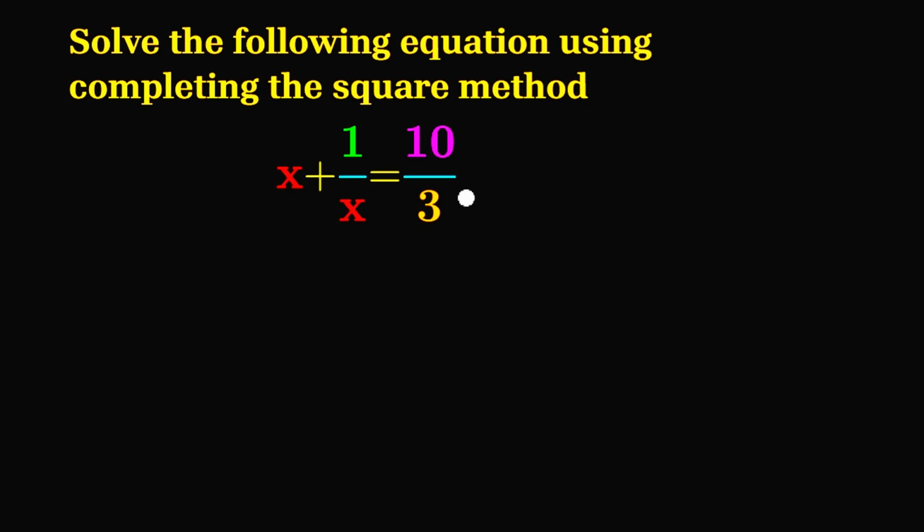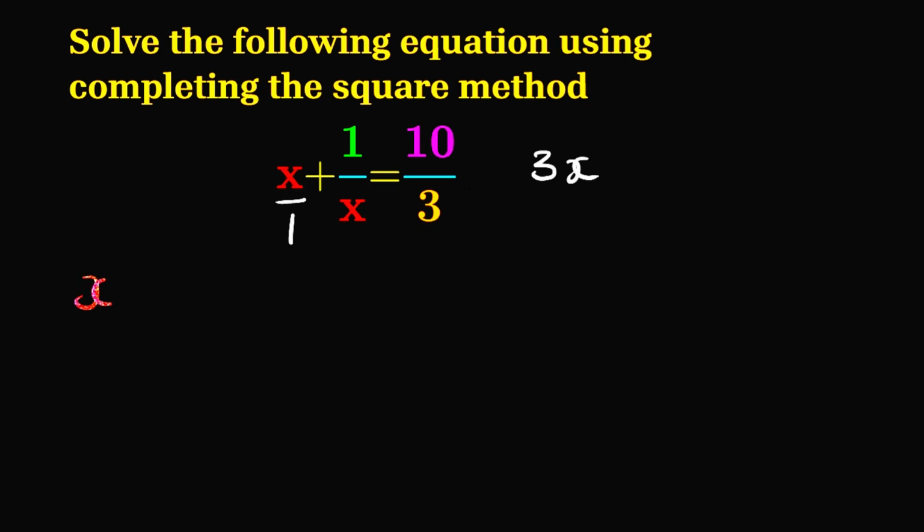So before we apply the completing the square method, we must make sure that we have an equation in its standard form. So to achieve that, we're going to write everything as a fraction, and then we're going to multiply each and every term by the LCM of these three fractions. That is 1 times x times 3. So the LCM in this case is 3x. So that is what we're going to use to multiply each term.